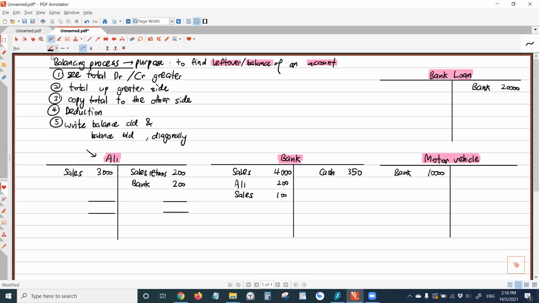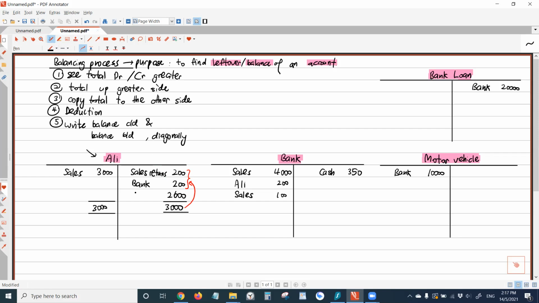After that, the second step. You have decided based on the first step that the debit side is greater. Second step, total it up: 3,000. Third step, copy this total to the other side, which means here. Now do a deduction. What do I mean by that? Take the amount you wrote in the third step, and subtract these 2 numbers that are on top. Then you put the final result in between them. So 3,000 minus 400, you will arrive at 2,600. Okay, I'm done with step 4.